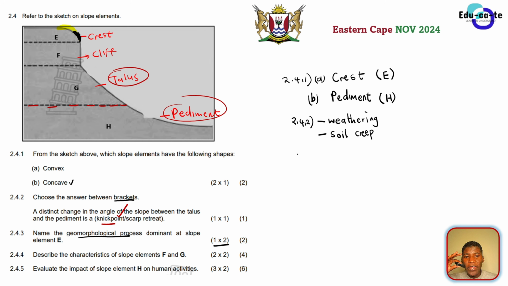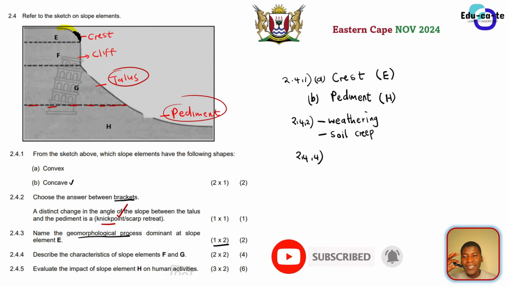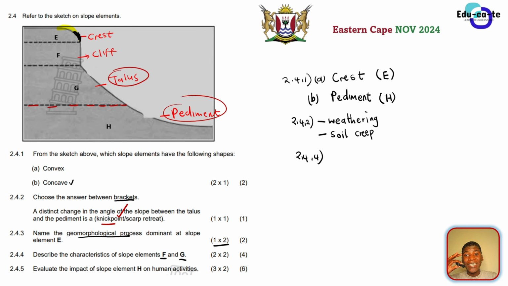And then now 2.4.4, right? 2.4.4 asks us to describe the characteristics of slope elements F and G. Remember, slope element F is the cliff, and slope element G is the talus. So here you are given a 2x2, which is 4 marks. So you need to describe at least 2 characteristics for these 2 slope elements.